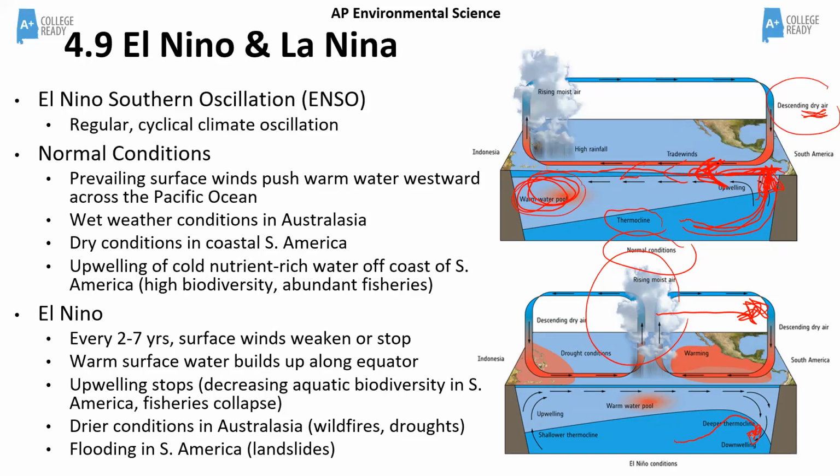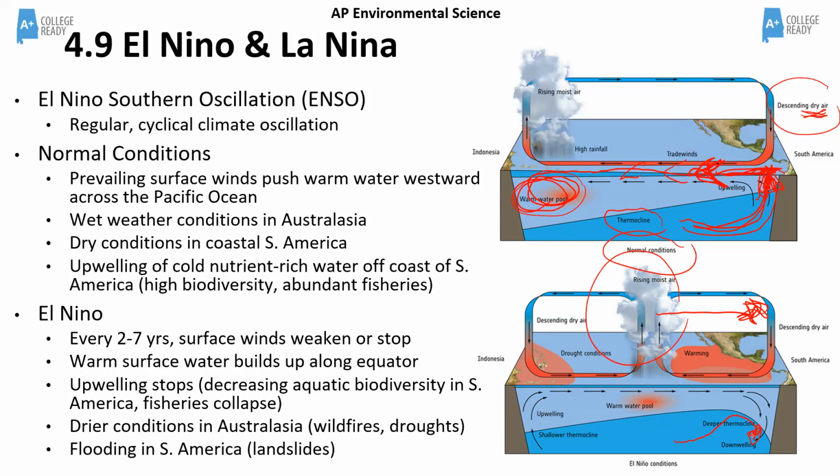You get a change in the atmospheric and oceanic circulation every 2 to 7 years that changes the atmospheric situations on land in terms of rainfall, and it changes biodiversity in the ocean. Now, sometimes you get a third thing that happens as part of this oscillation. You don't just get an A and a B and an A and a B and an A and a B. Sometimes you get an A, B, A, C, A, B, A, C.